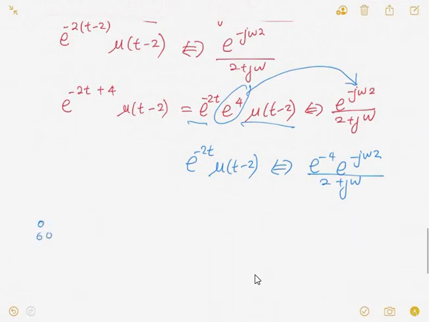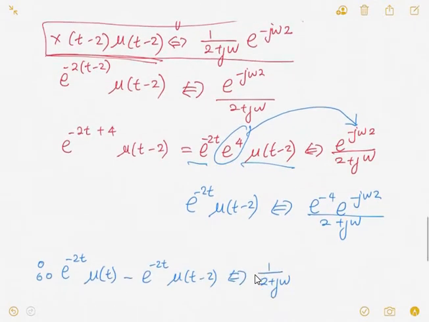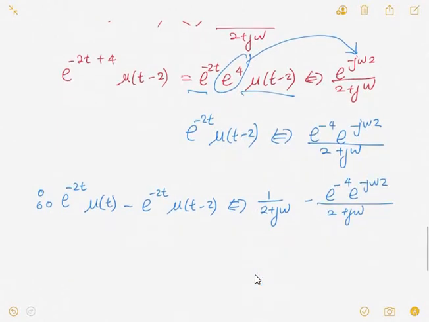So now e^(-2t) u(t) minus e^(-2t) u(t minus 2) is equivalent to 1 over 2 plus j omega, the first one, minus the second one, e^(-4) e^(-j omega 2) over 2 plus j omega. If you want to factorize it out, because we have the same denominator, we factorize it.